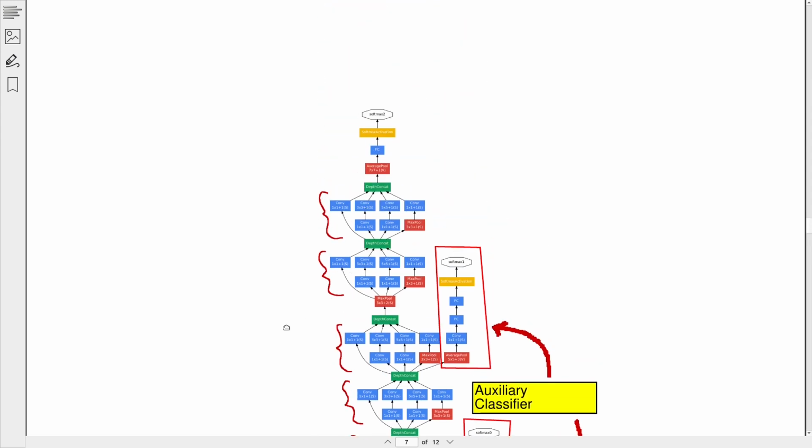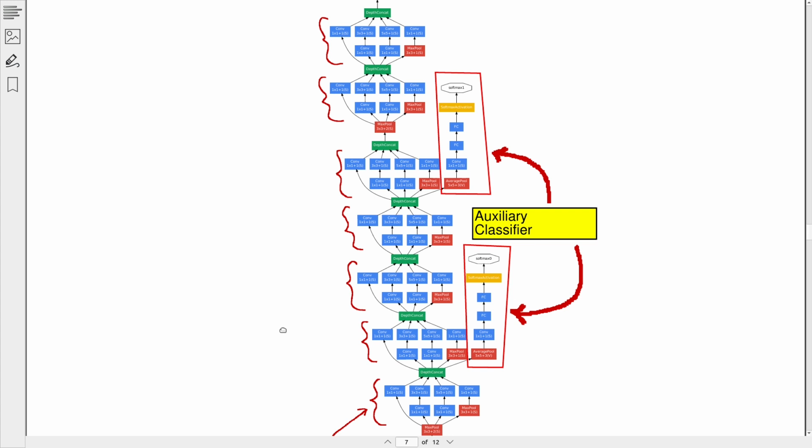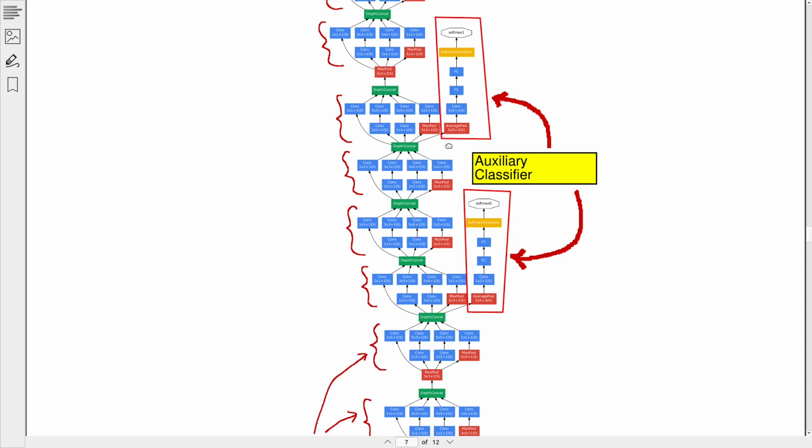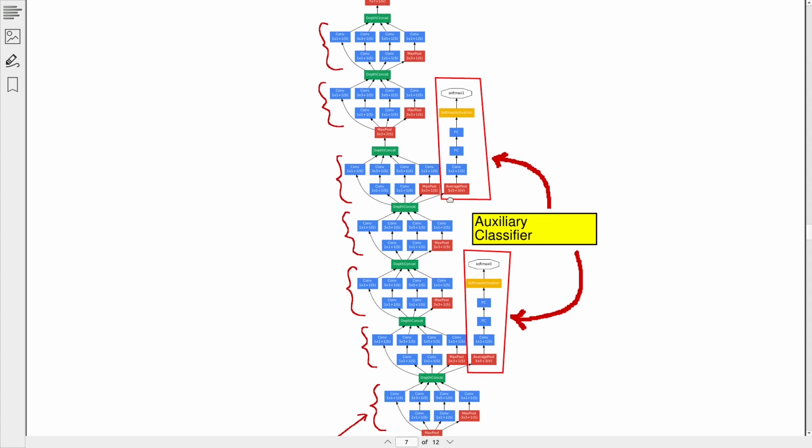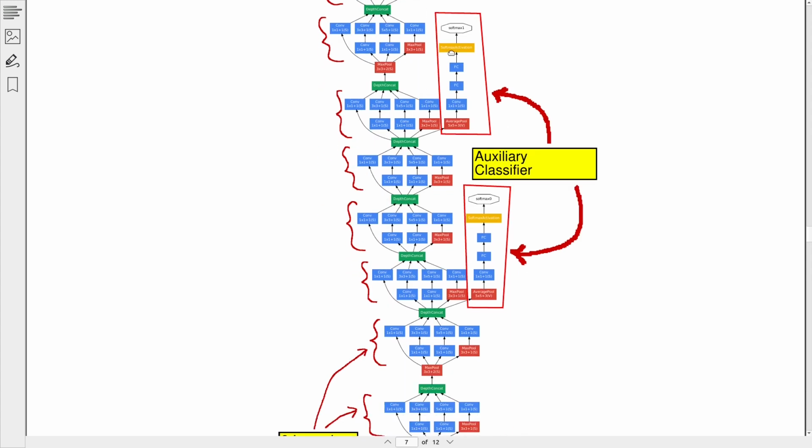So I have put these curly braces to them, and I also have a side structure. They are naming them auxiliary classifier. I will talk about the auxiliary classifier in a little bit more detail in a second. But here, looking at the diagram, there are these two blocks. They are these auxiliary classifiers. So here I have one auxiliary classifier and the second one. That's it.